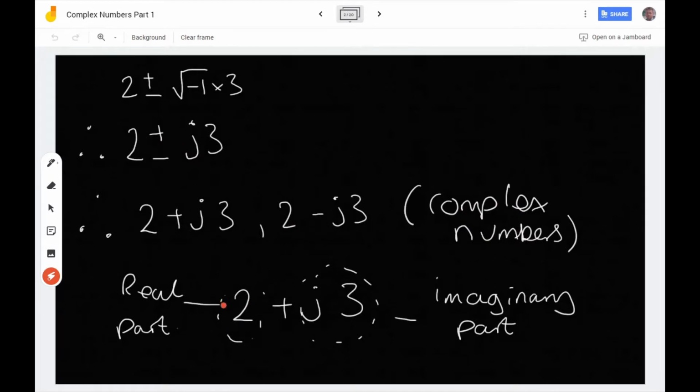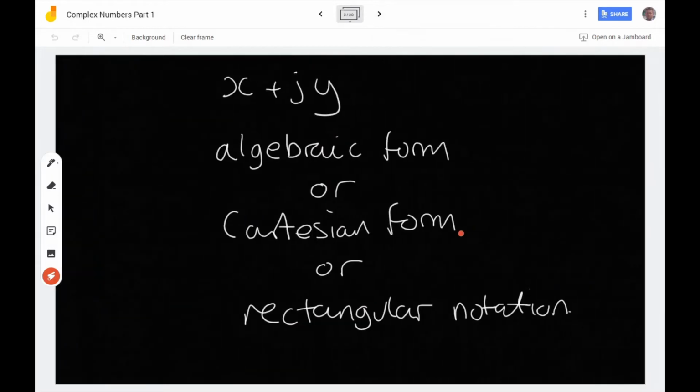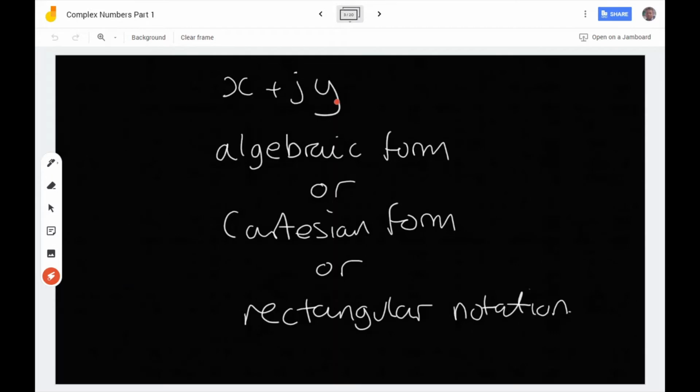Okay, and we've got two elements to a complex number. One is the real part and one is the imaginary part, and obviously we mustn't ignore the sign, but just for now the real number is the 2 and the imaginary part is the j3. So this form now, which is x plus jy, is an algebraic form, but it can also be called the Cartesian form. Cartesian is a derivation of maps, and that will make a bit more sense when we start doing Argand diagrams. And it's also known as rectangular notation.